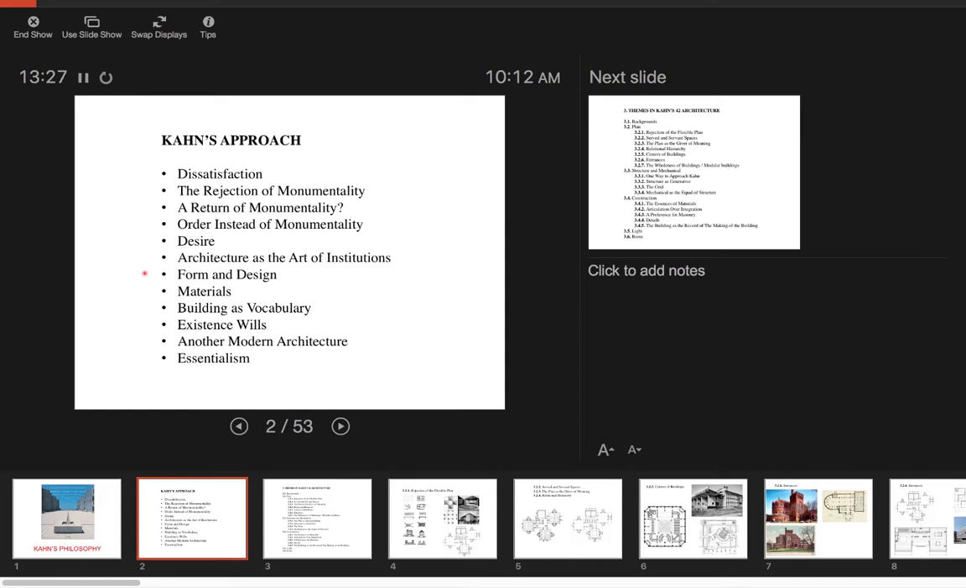Building as vocabulary, and that came up in our discussions here. The words Kahn wants to use, words in quotes, in order to project his idea is the building. How it's put together isn't just, oh, economical or expresses the structure. It tells the story of what he wants to say about what a school is or a laboratory. Existence will. The brick wants to be an arch.